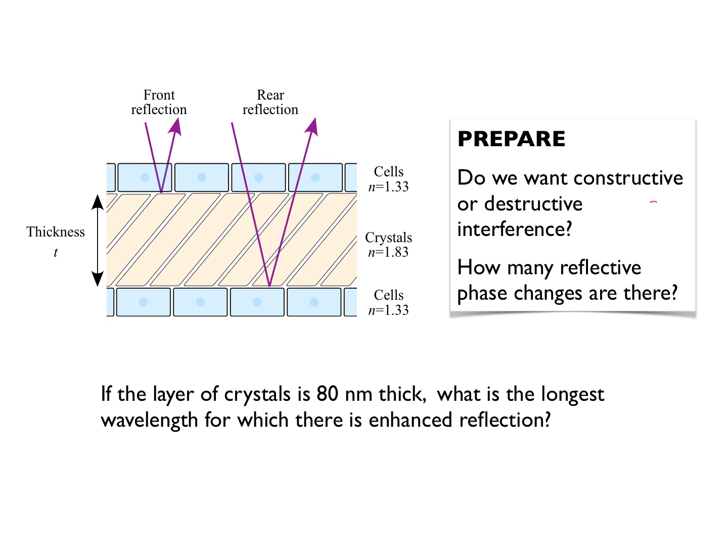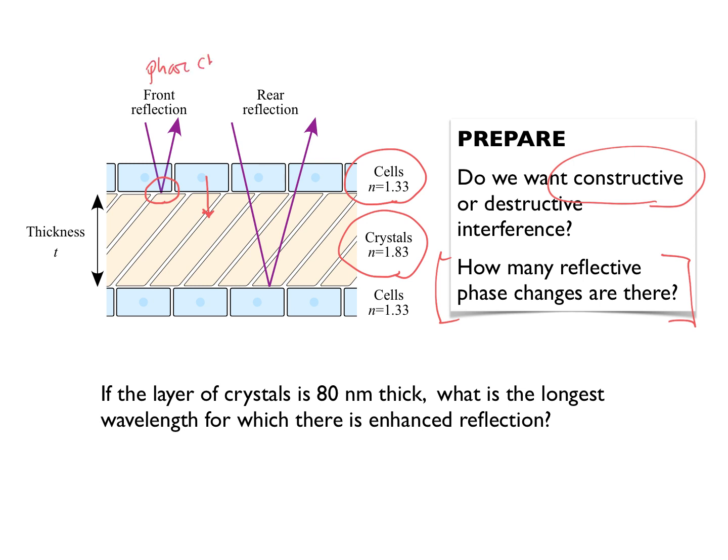We want constructive interference. Okay, and then how many reflective phase changes are there? So let's look at the two rays of light. The first one comes in here and bounces. It's going through cells which have an index of refraction of 1.33, going into crystals which have an index of refraction of 1.83. So at this boundary, I'm having an increase in index of refraction as I go across the boundary. Therefore, I will have a phase change for the front reflection.